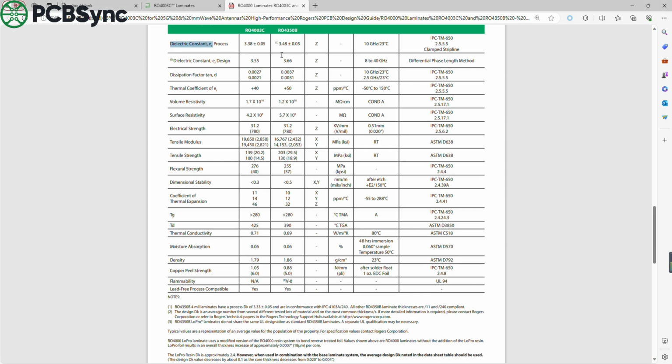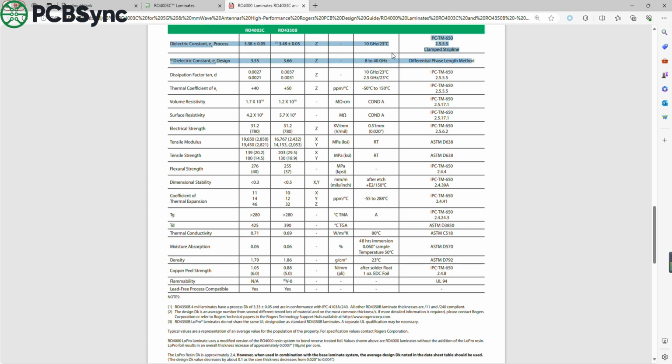Let's start with DK. The process dielectric constant of RO4003 is 3.38, with a tolerance of plus or minus 0.05. The test conditions are 10 GHz at 23 degrees Celsius, and the test method is the clamped stripline method. However, the datasheet also explicitly specifies a design dielectric constant of 3.55, which was rigorously tested across a broad frequency range of 8 to 40 GHz by utilizing the differential phase length method.